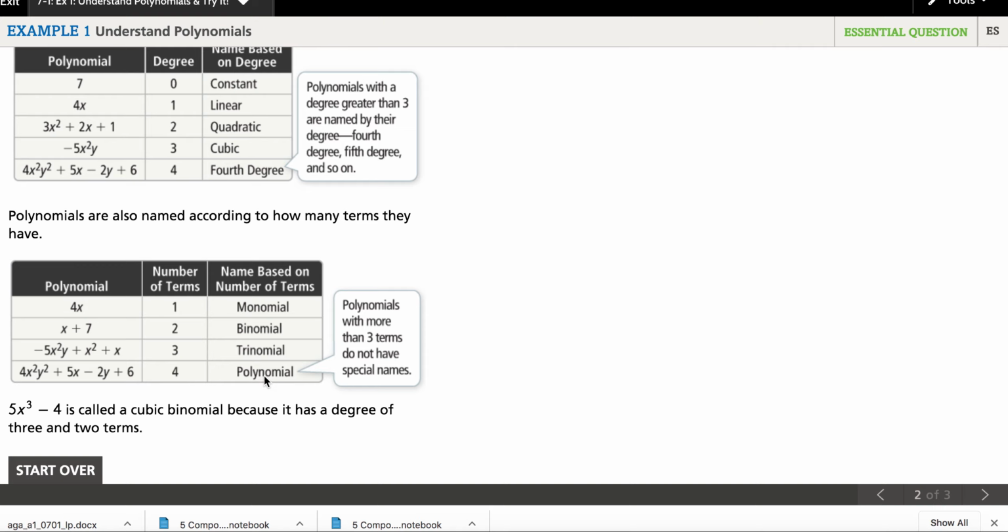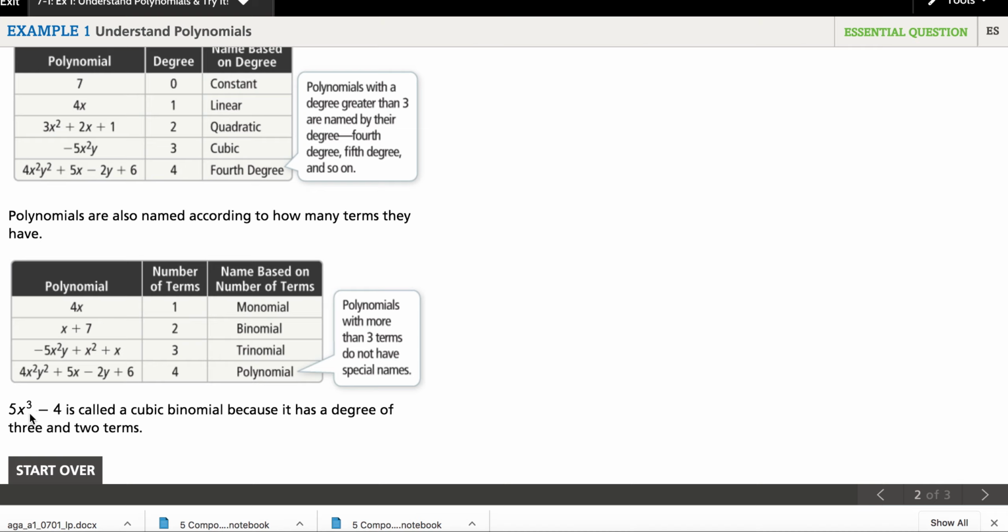This is a polynomial. Polynomials with more than 3 terms do not have special names, but we call them polynomials because they have more than 2 terms. 2 terms are binomials, 3 terms are trinomials, and more than 3 terms we call polynomials.